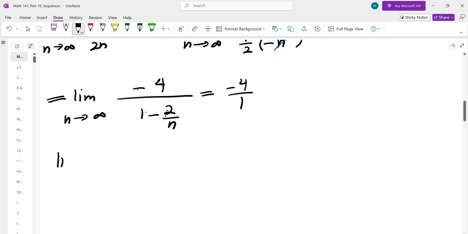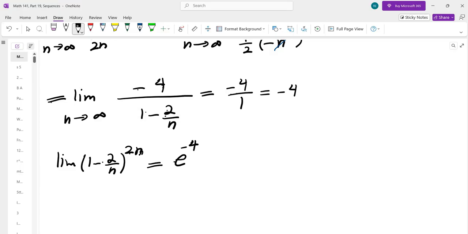So now what is the limit of the sequence that they gave us at the very beginning? Well, we can write this down as e to the power of the answer that we got from here, which is -4. So the limit for this one is e to the power of -4.